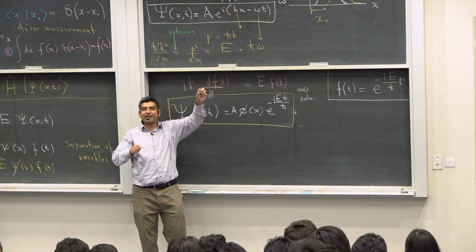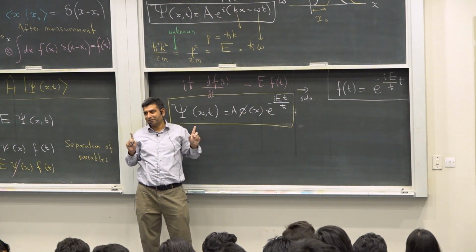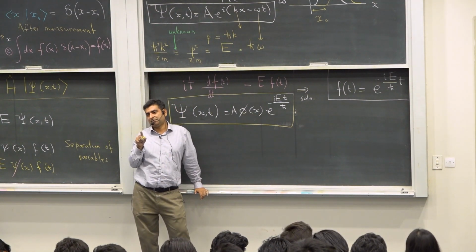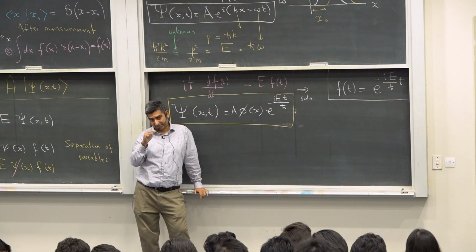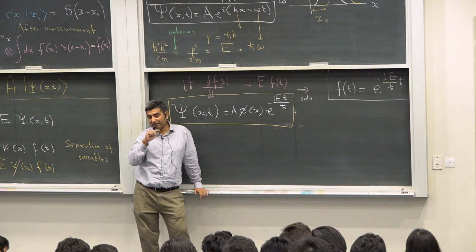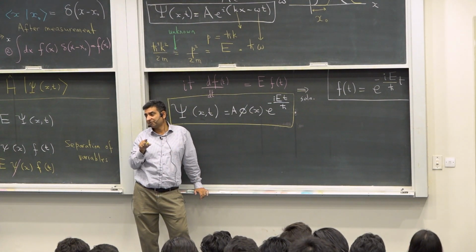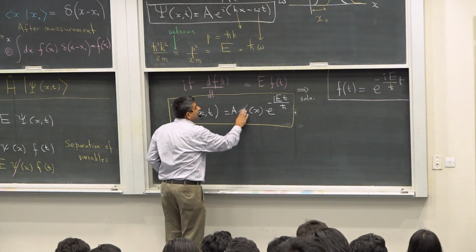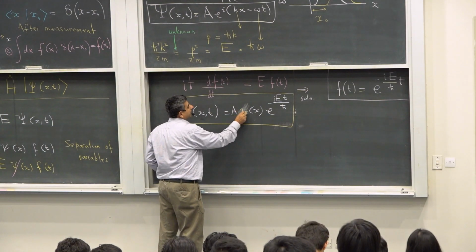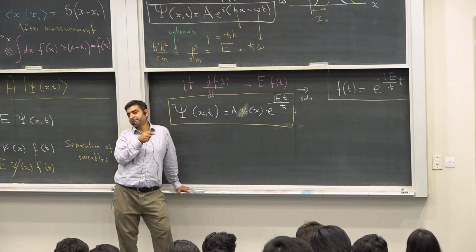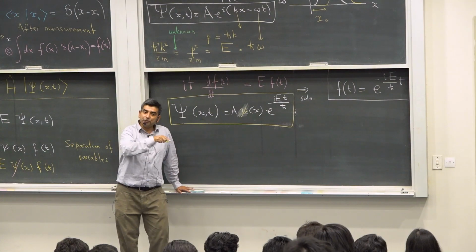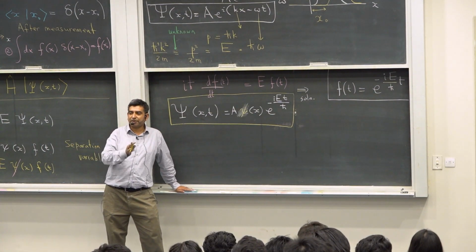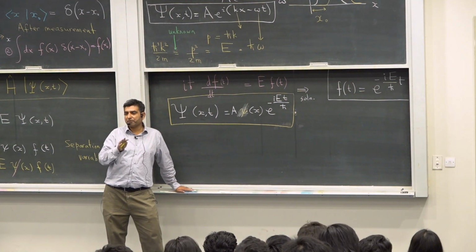e raised to power minus i energy times time over h bar. But we don't have an equation for phi as yet. We don't have that equation as yet. That equation for psi, small psi, which is only dependent on x, the position, is called the time independent Schrodinger equation. And that's what we're going to do right now.